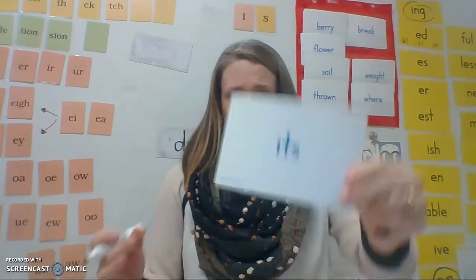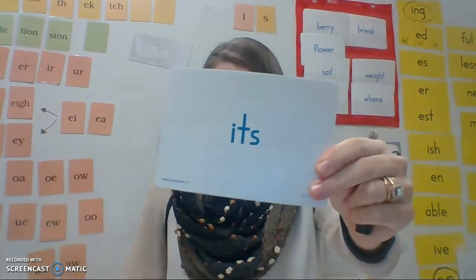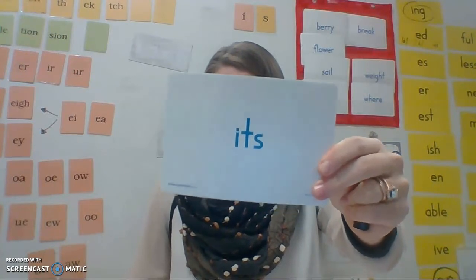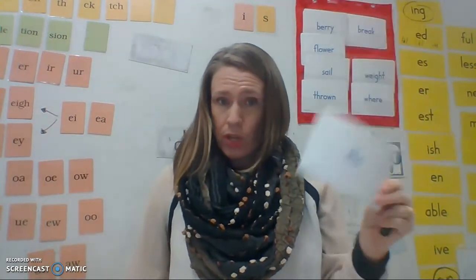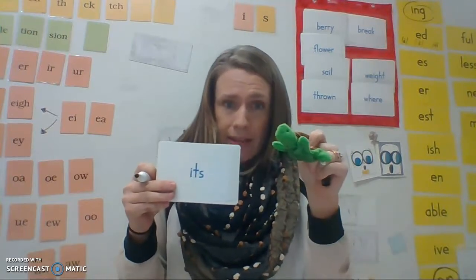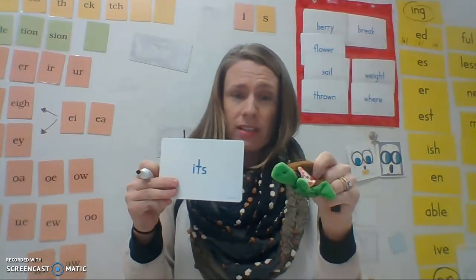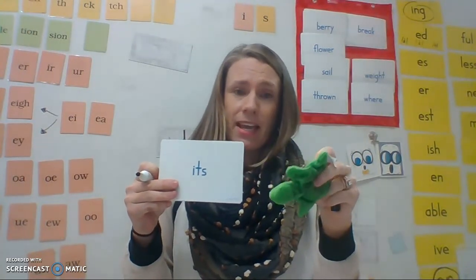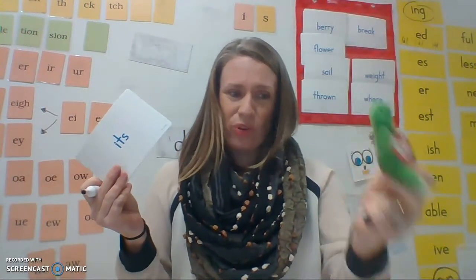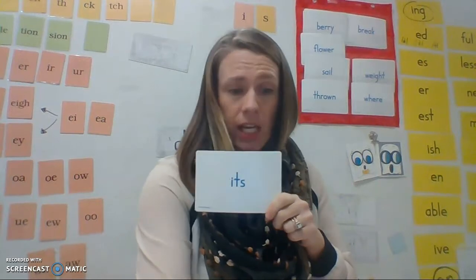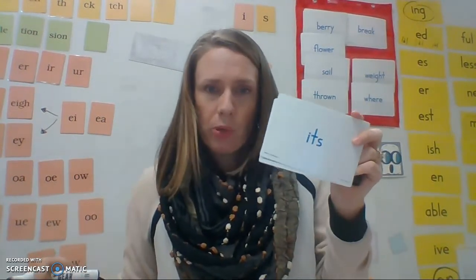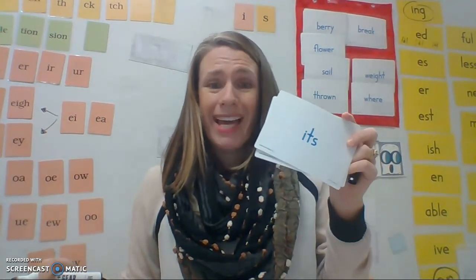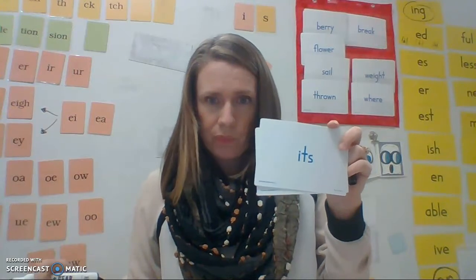Now let's look at that other its again. This one doesn't have that apostrophe. This one is when it's showing possession. So if my little turtle has some food, I'd say its food. I wouldn't really say it, I'd say his food. So it would show possession more of a thing. So a better example might be like a car has its windows down.